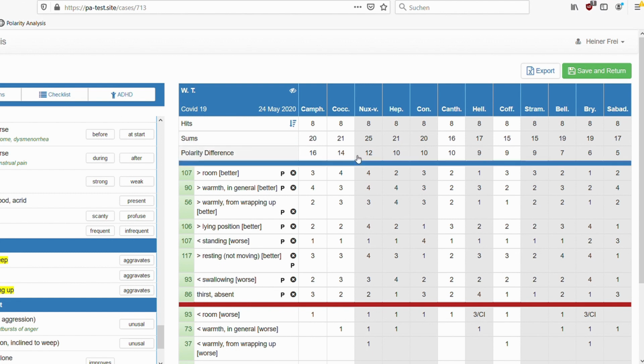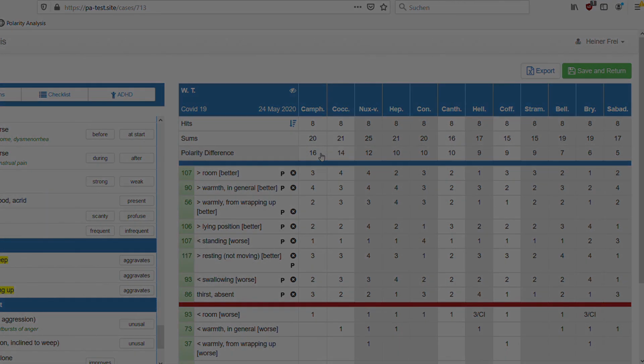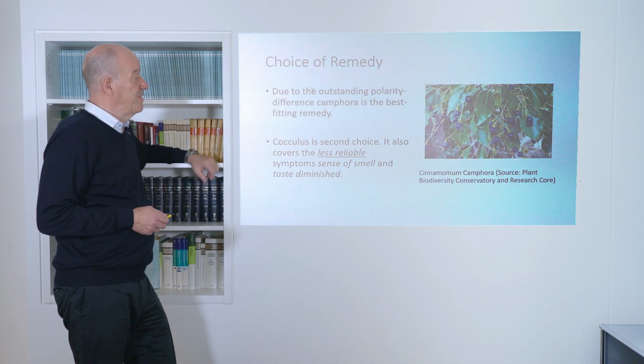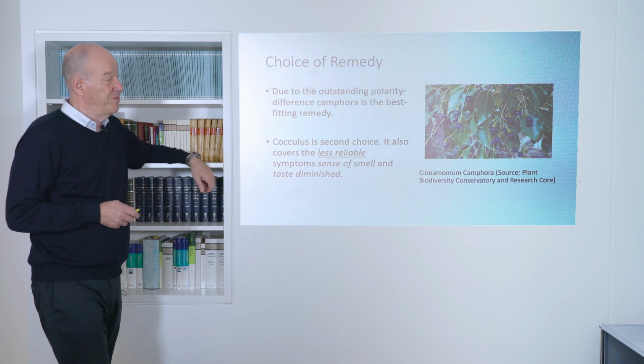We have now two remedies that are up front. One is camphora, the other cocculus. Okay. And camphora is clearly the favorite, so you get camphora. Due to the outstanding polarity difference, camphora is the best fitting remedy.